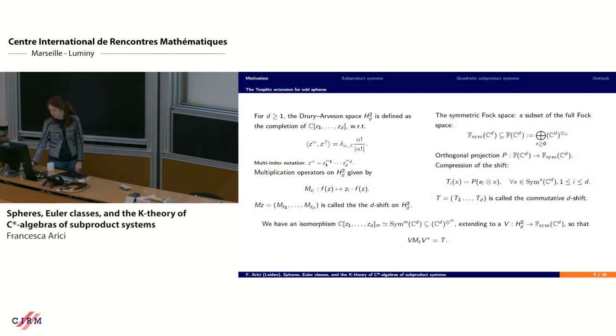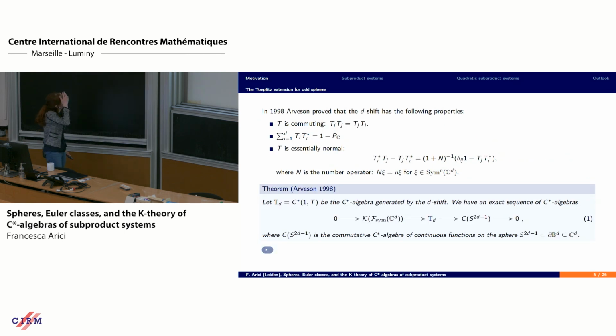But somewhat the right picture is a bit nicer because of the commutativity. So in 1998, Arveson, in his multivariate operator theory 2 paper, I think, proved that this collection of D operators has the following property: it is commuting. I already told you that. So Ti and Tj commute. So you first shift and compress, and then shift and compress again in two different directions. It's the same operation.